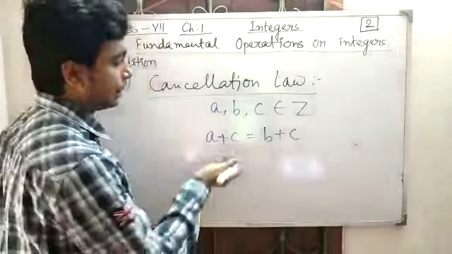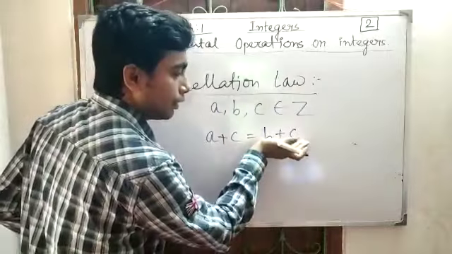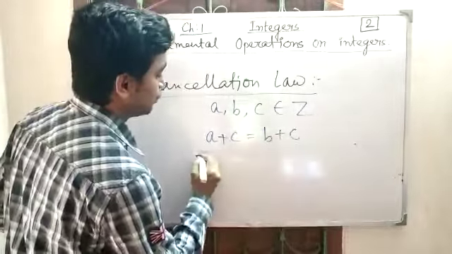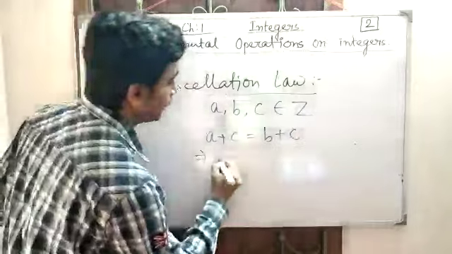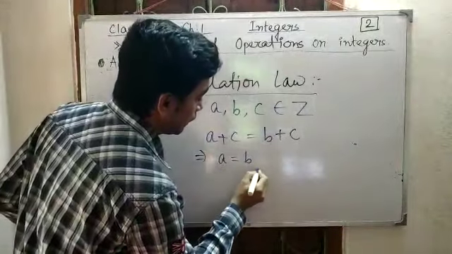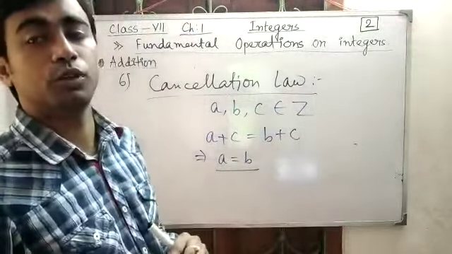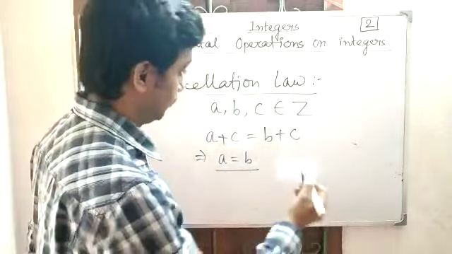So what you can do? You can cancel out this C from both the sides. So what will be the result after that? It will be A equal to B. And this property will be helpful for solving the sum of that kind.